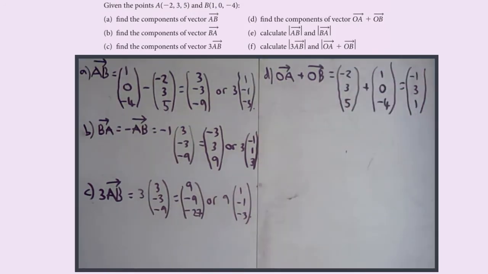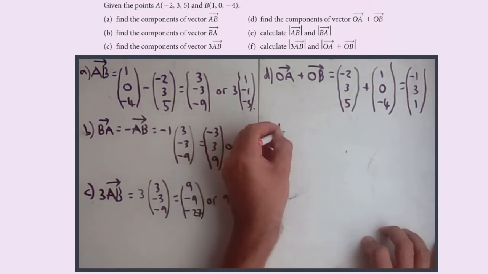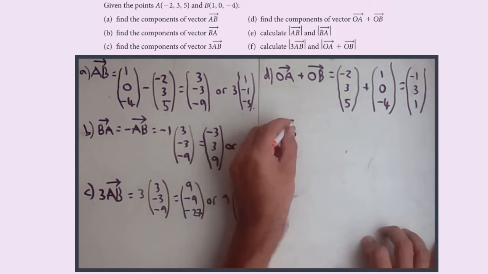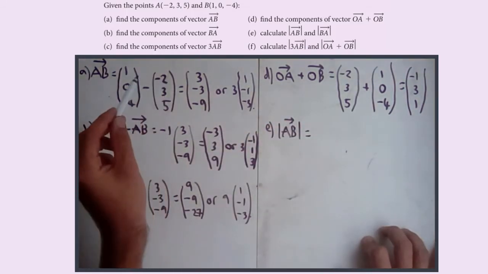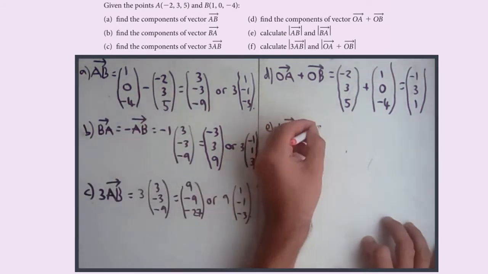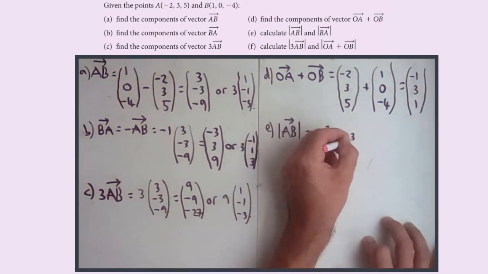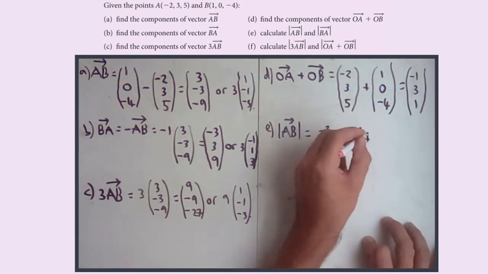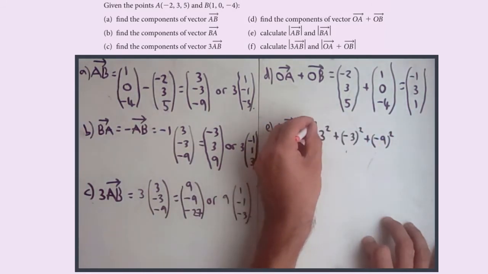Part E, calculate the modulus of AB and the modulus of BA. Okay, so the modulus of AB, well, if we use AB, it is 3, minus 3, minus 9. So we're going to have to do 3 squared plus minus 3 squared plus minus 9 squared. In practice, you can just take the positives here.